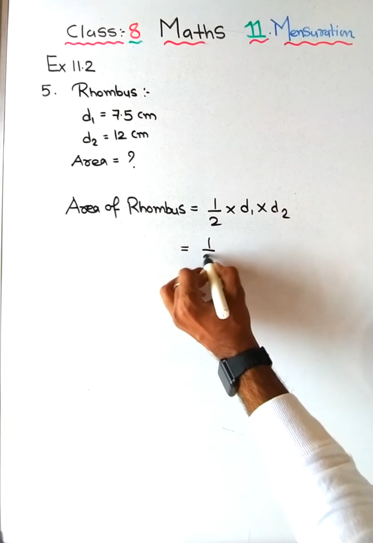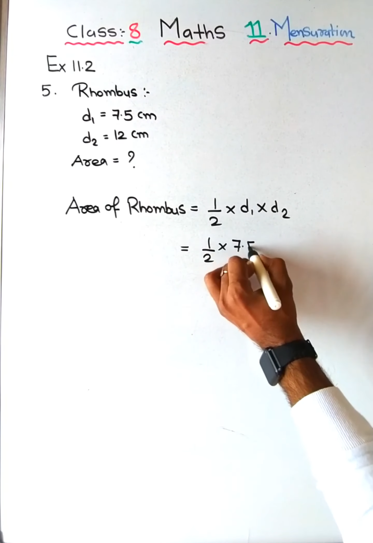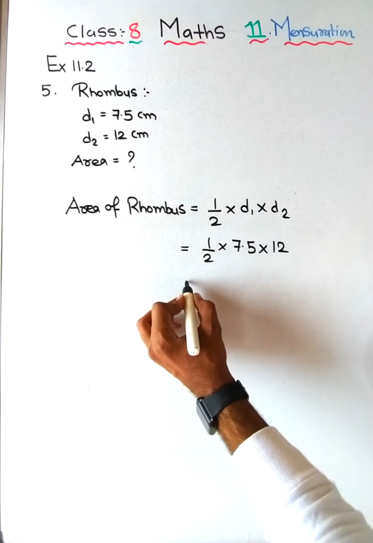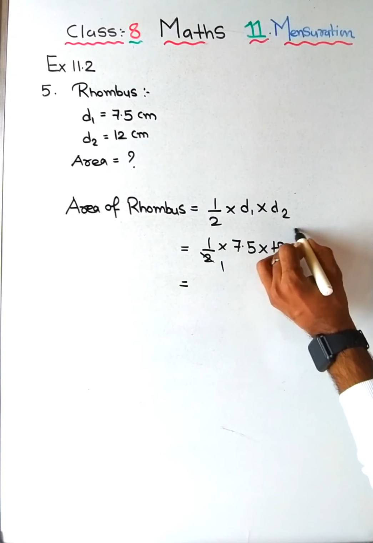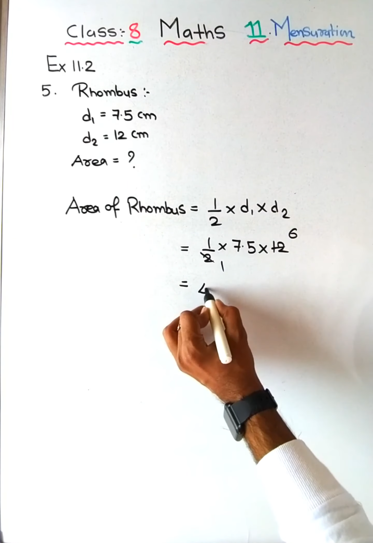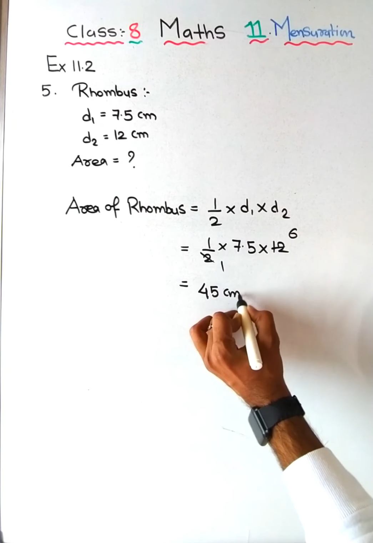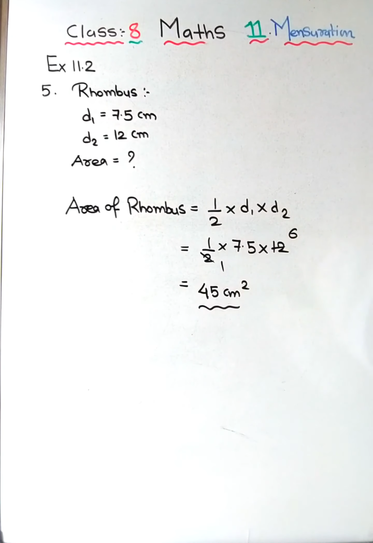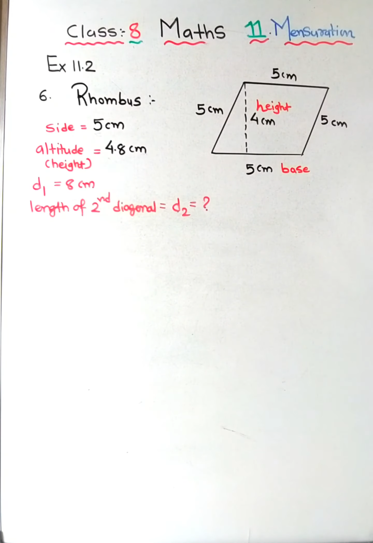So just put the values, 1/2 into 7.5 into 12. You can cancel, 2 1s are 2, 2 6s are 12. 6 into 7.5 will give you 45 centimeter square area. So this was very easy, question number 5. Now question number 6 is about a rhombus.